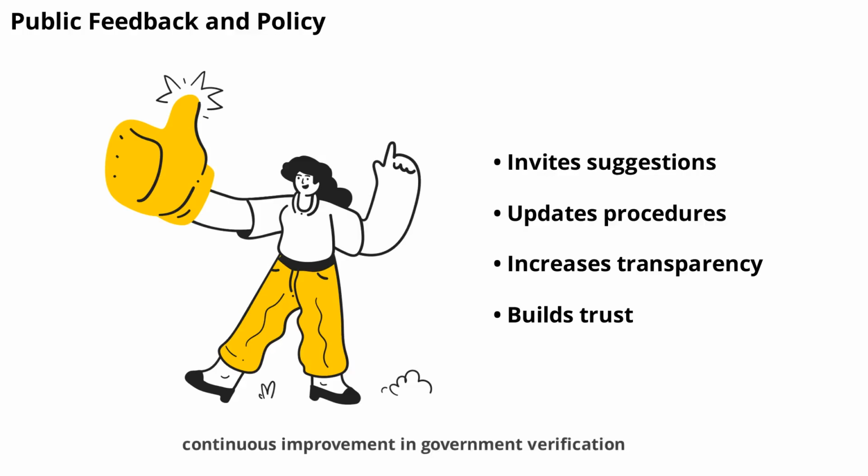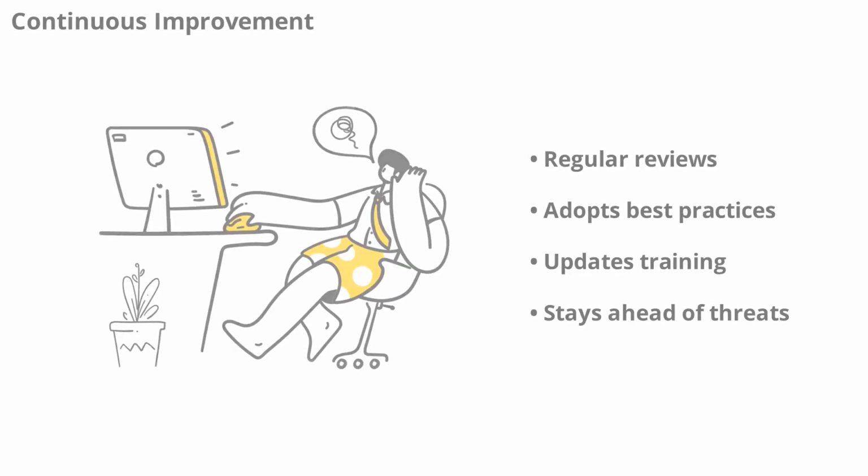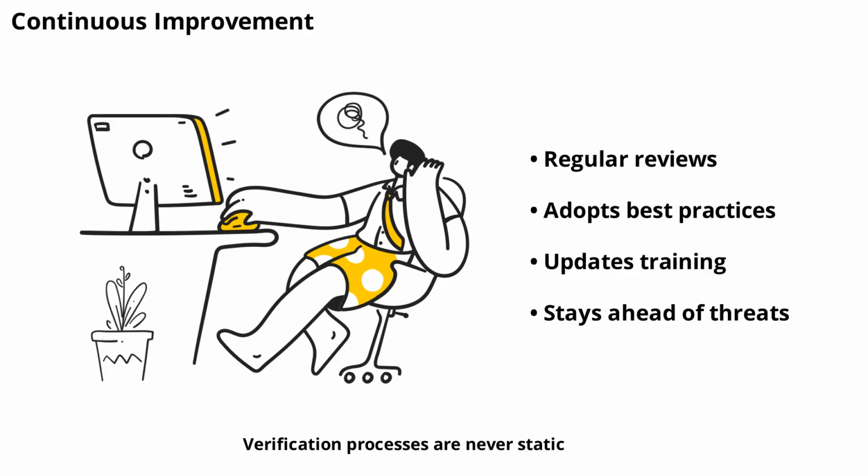Now, let's explore the concept of continuous improvement in government verification. Verification processes are never static. Government offices are committed to continuous improvement, regularly reviewing their methods and adopting best practices from around the world. This might involve new technologies, updated training, or streamlined procedures. Continuous improvement helps agencies stay ahead of emerging threats and deliver better services to the public.